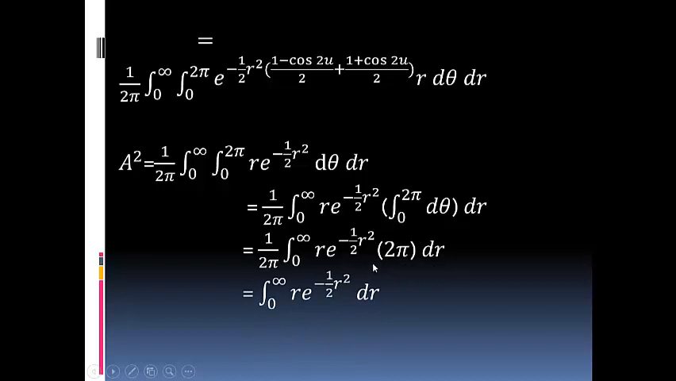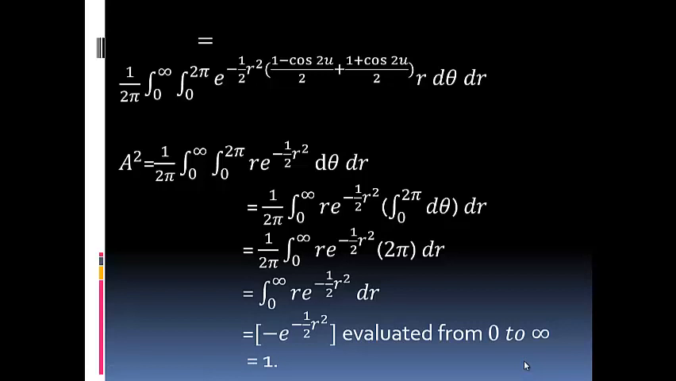And we cancel this 2 pi and this one here, and we get the integral of r times e to the negative 1/2 r squared dr evaluated from 0 to infinity. By integration by parts, we get negative e to the negative 1/2 r squared evaluated from 0 to infinity, which is equal to 1. Thus, we proved that the area under the curve is equal to 1.